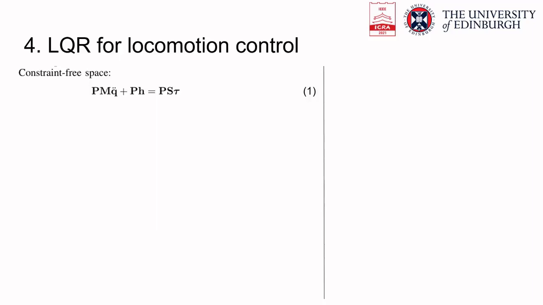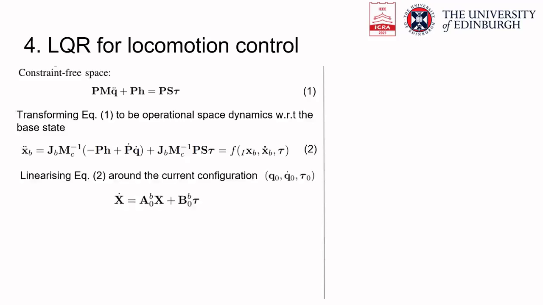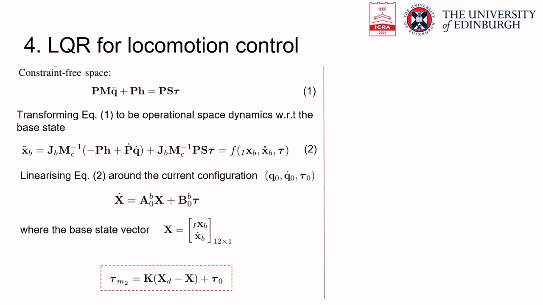Here is the dynamic equation in the constraint-free space. We can transform the joint space dynamics into task space dynamics. Then we linearize the task space dynamics around the current state. The LQR will generate the optimal feedback gain matrix for this linearized system with respect to the base state. The LQR will benefit balance control.